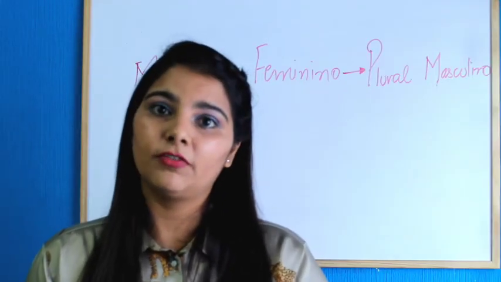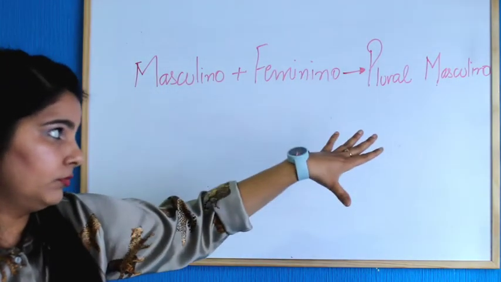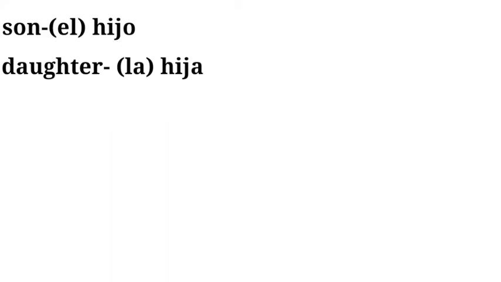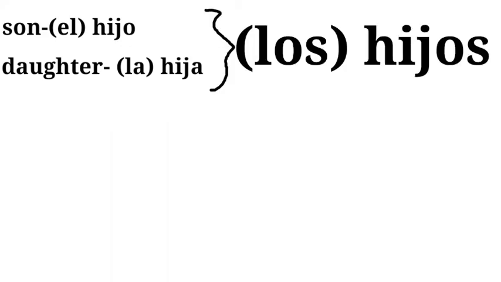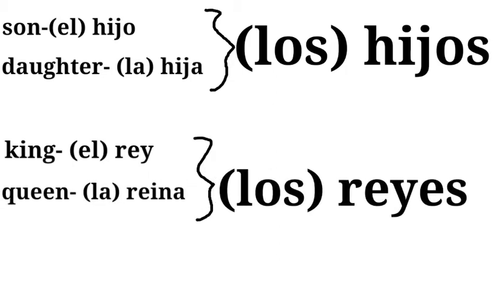If the masculine and feminine forms exist as a pair, then together they can be called the plural form of the masculine form, or masculino más femenino as plural masculino. Let me explain in detail with the help of an example. For example, son is hijo, or el hijo for masculine, y la hija for feminine. Together, if I'm talking about children, son or daughter, it could be los hijos, okay. Next is el rey for king, la reina for queen. Together it is los reyes, that is the plural form of el rey.